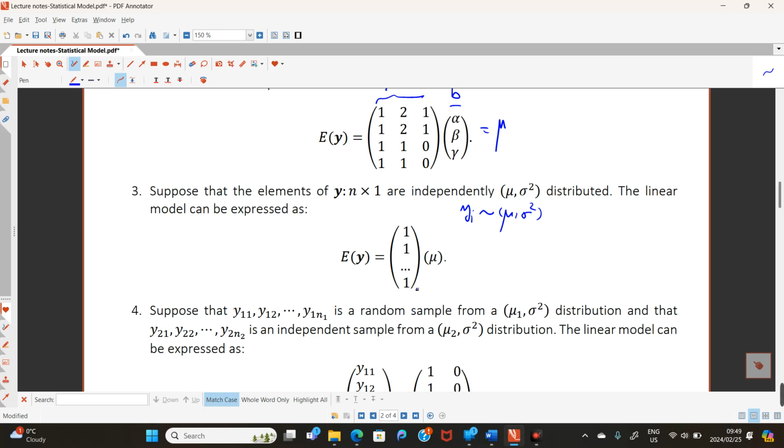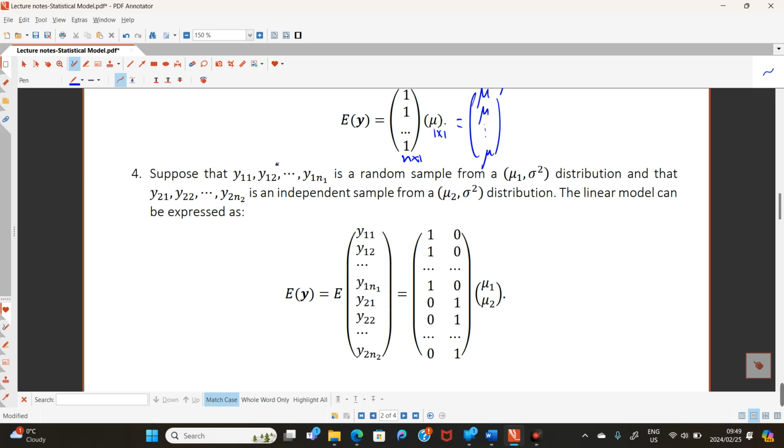Remember, here it's a vector n by 1, and here I have a scalar mu, 1 by 1. So the result is this guy, a vector n by 1.